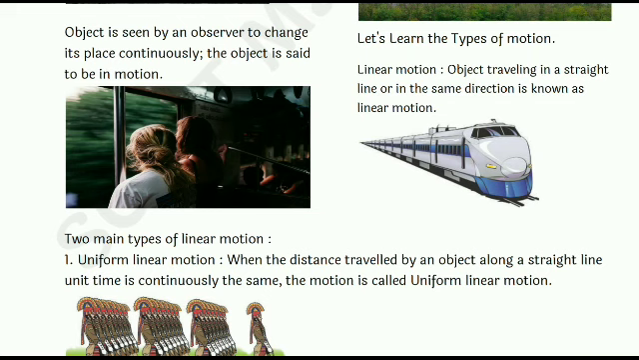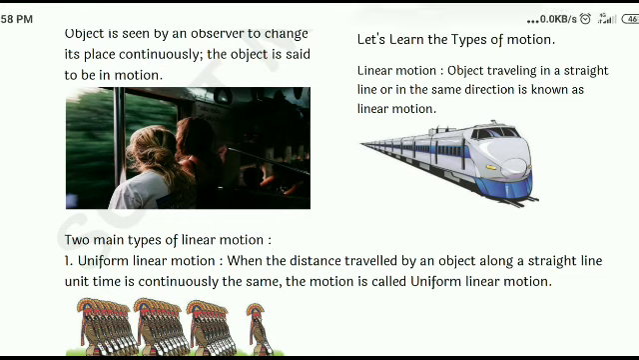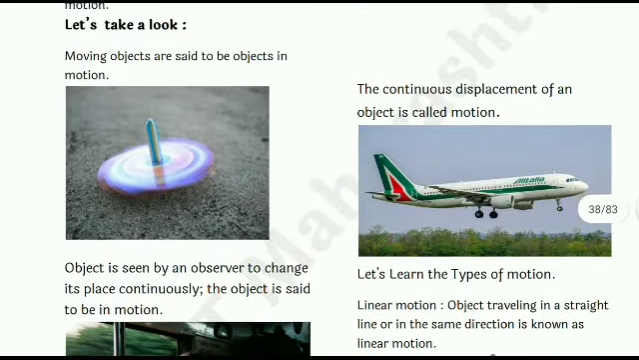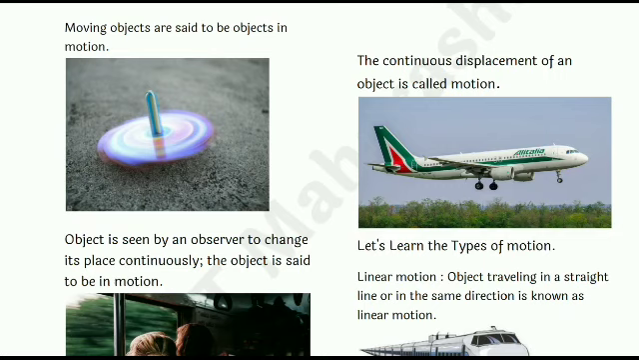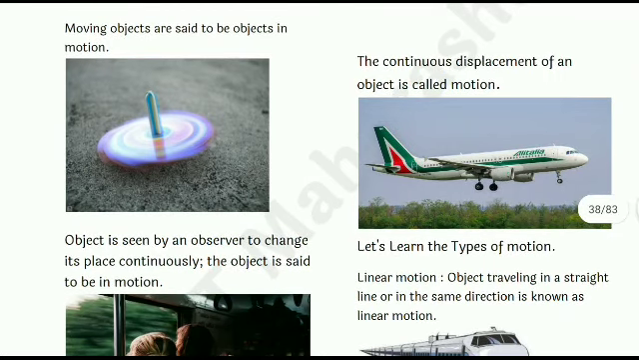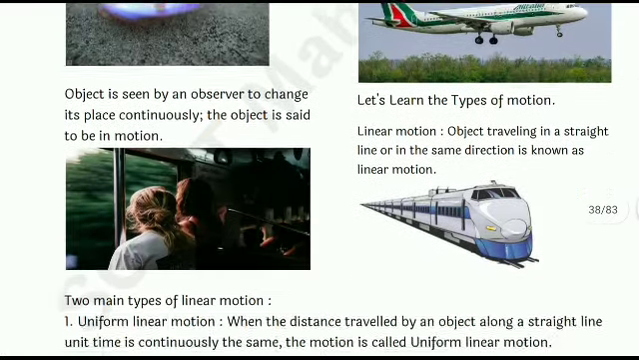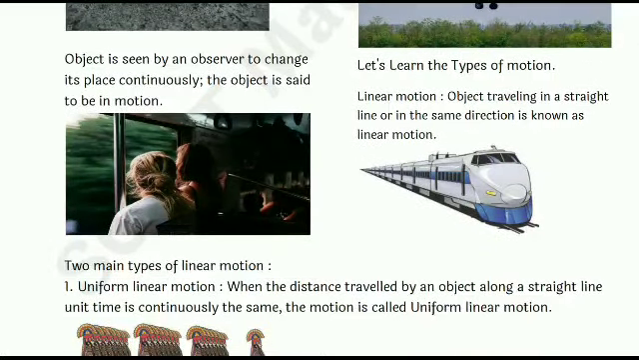If an object is seen by an observer to change its place continuously, the object is said to be in motion. The continuous displacement of an object is called motion. This is the definition, write it here in our notebook. The continuous displacement of an object is said to be motion. Let's learn the types of motion.